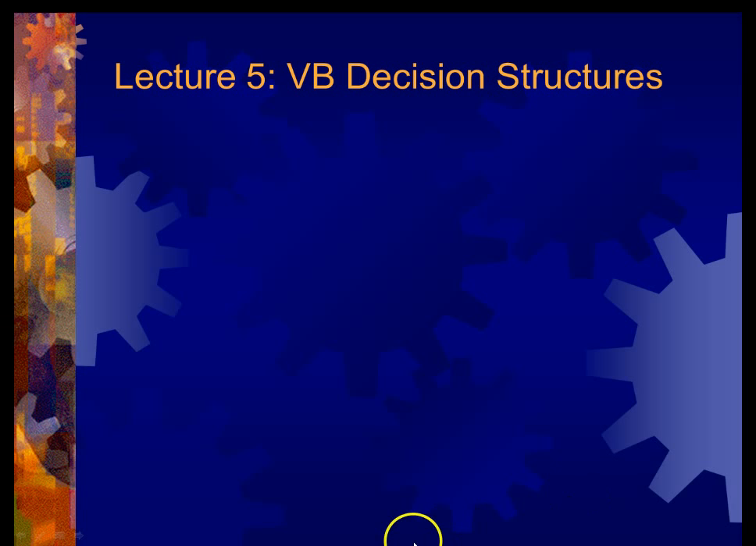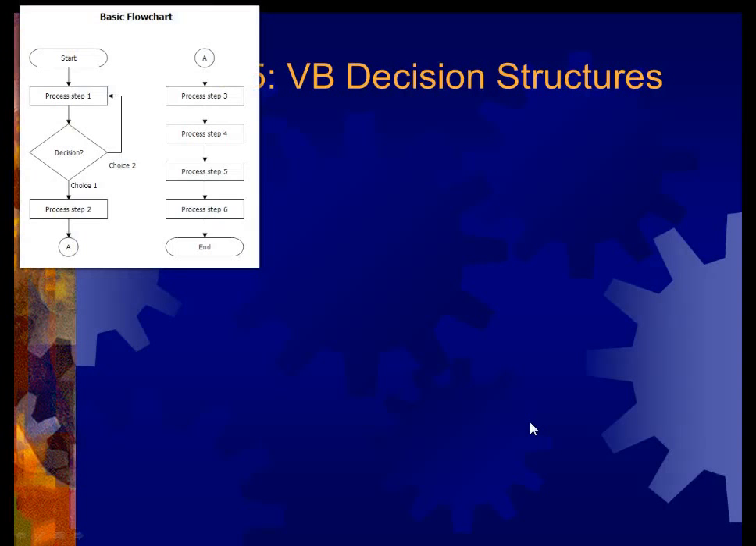Okay, let's see. So this is lecture 5. It's called VB Decision Structures. If you remember when we looked at the flow chart, remember what a flow chart is? Boxes and diamonds and stuff like that? The diamond shapes are also referred to as decision nodes, I think. So it's the same thing. We're going to be talking about a similar thing today.